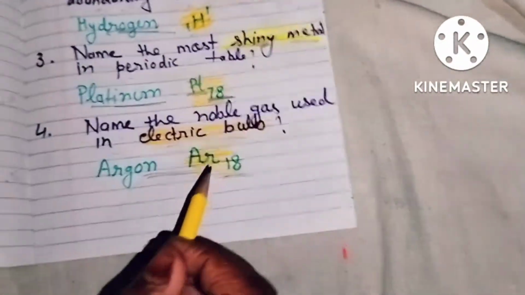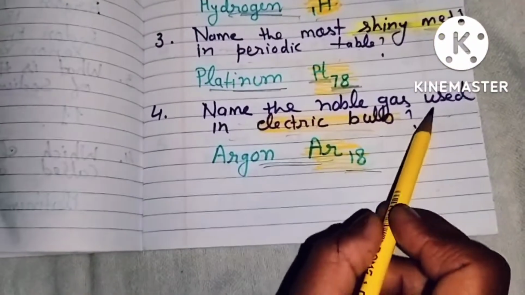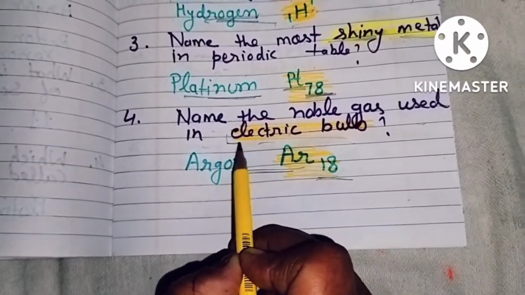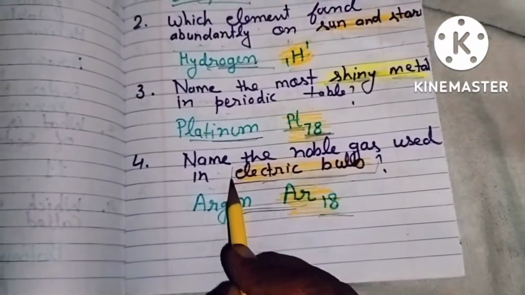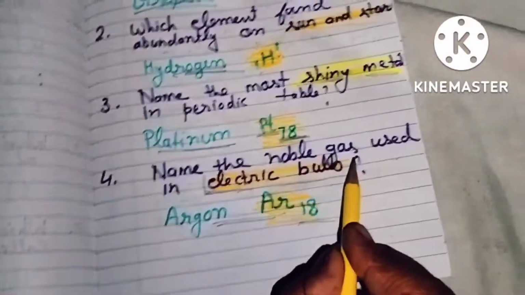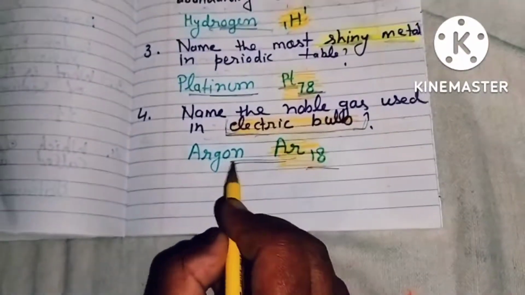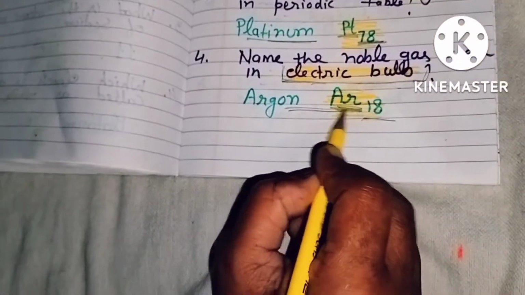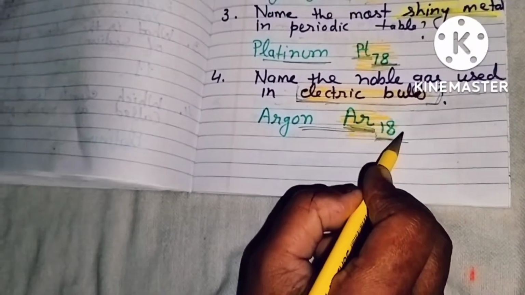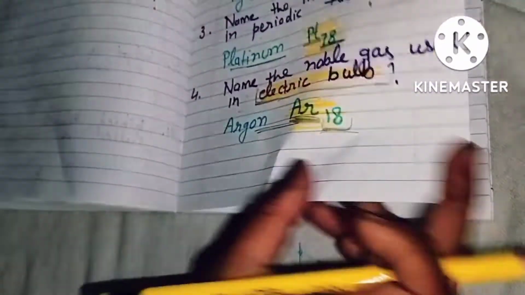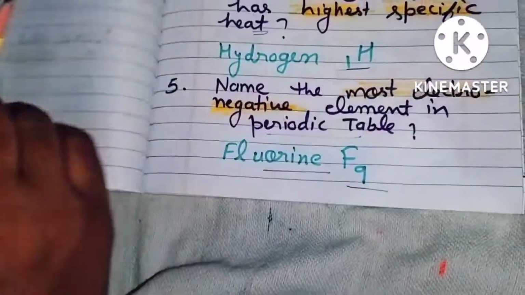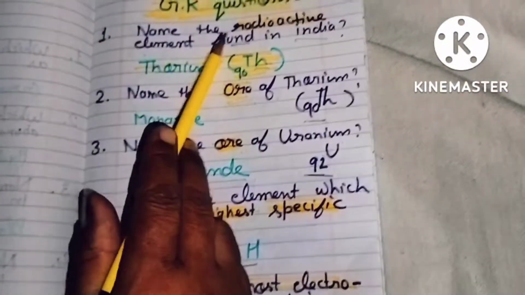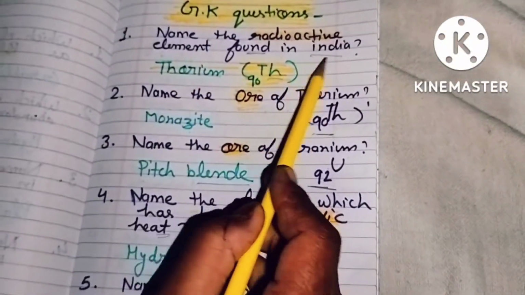Next, name the noble gas used in electric bulbs, which we use in homes, etc. These are filled with argon gas. Its atomic number is 18 and symbol is Ar.